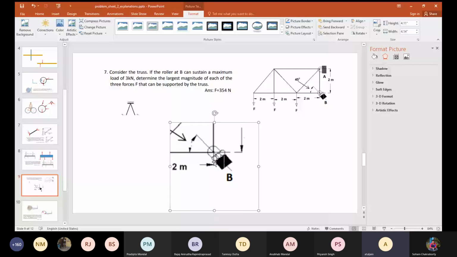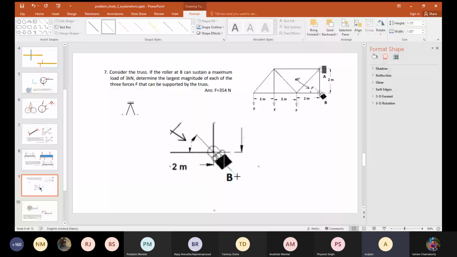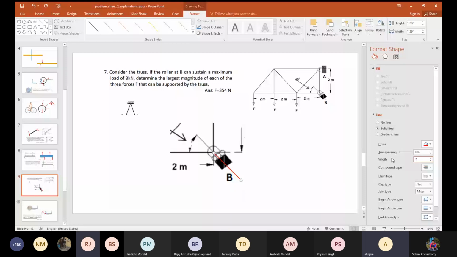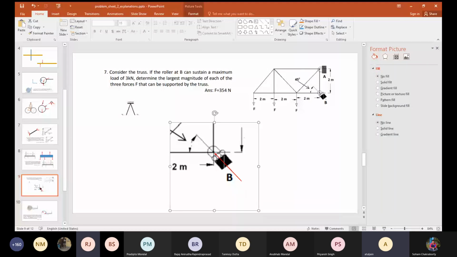Is the doubt what is the direction of the reaction force? Is that the problem? Yes, sir. It will be in this direction, perpendicular to this line, and it is at 45 degrees. So this is a roller at an incline. Okay? Yes, sir.